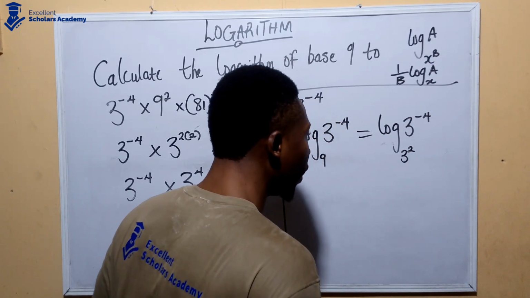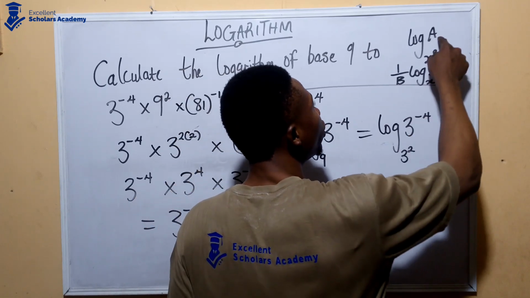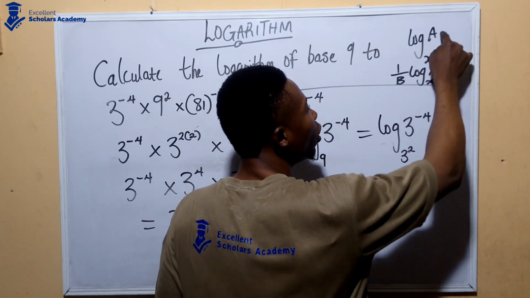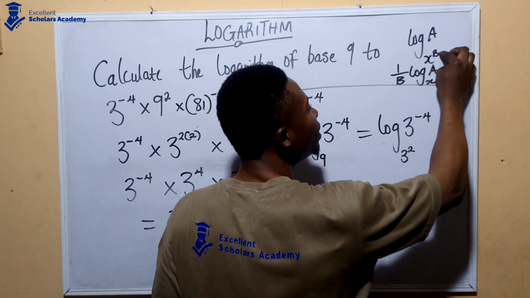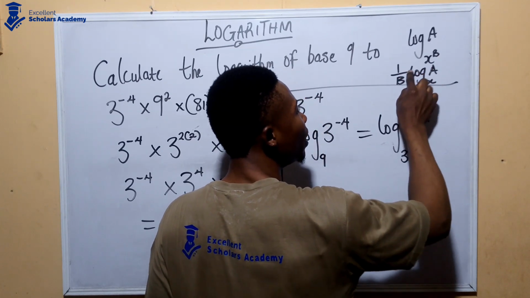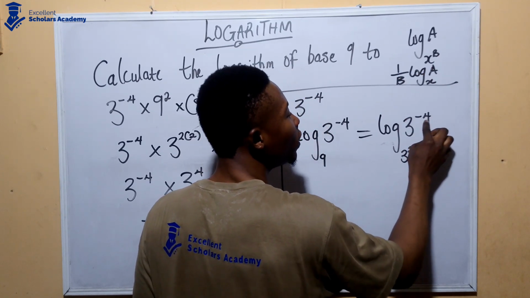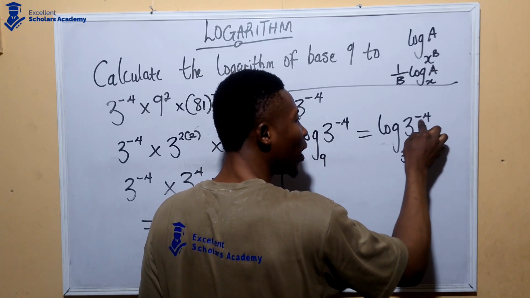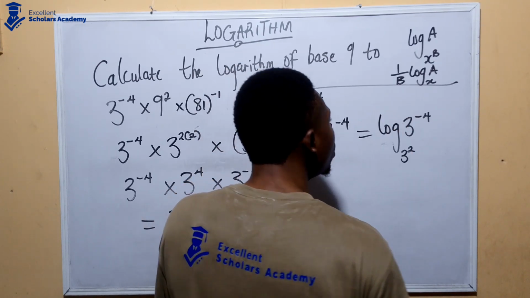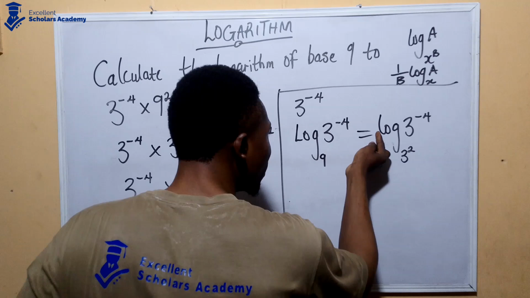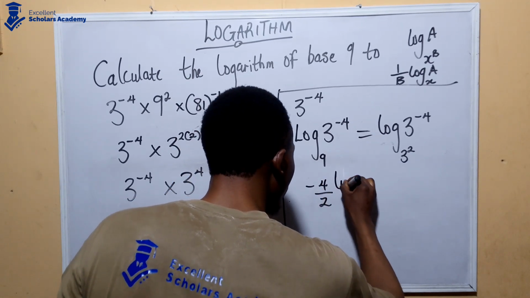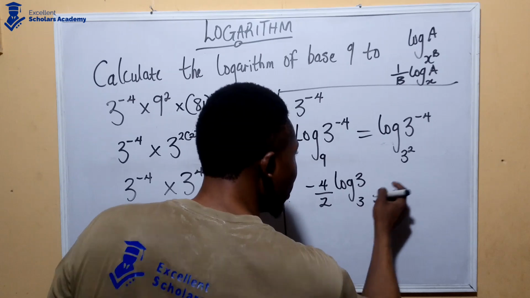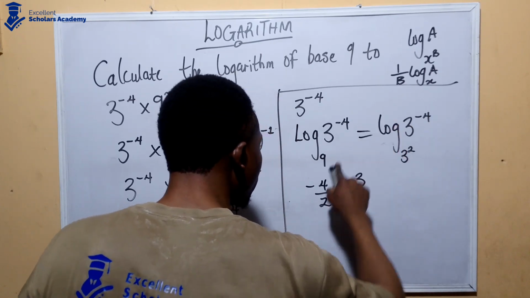Now according to this law of logarithm, you have log a base x to the power of b. This power of the base can come behind as an inverse. And you also know that there's another law of logarithm that says the power of what is here can come behind. So when this comes behind and this comes as an inverse, it becomes minus 4 over 2 log 3 base 3.